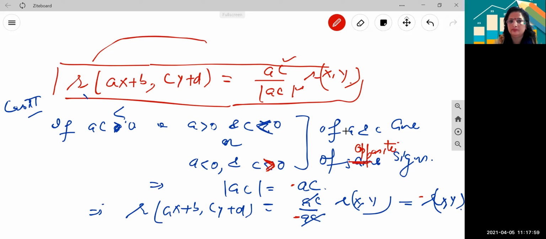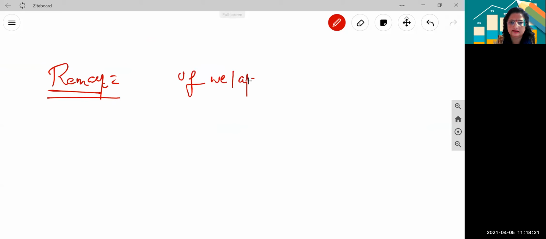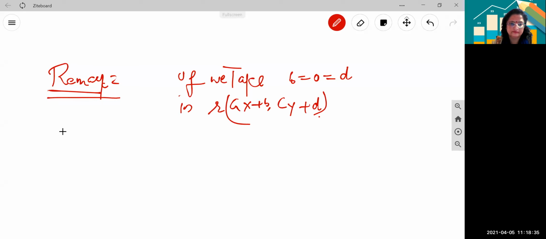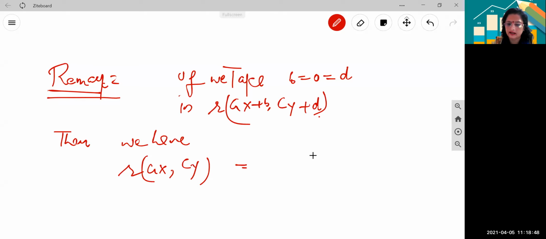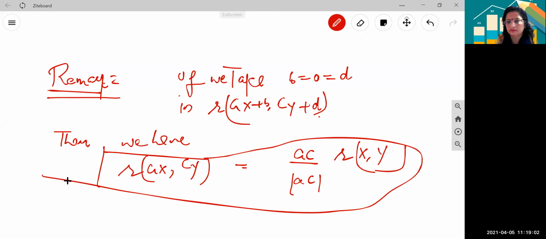Next, there is a remark: if I put B and D equal to 0. You will call the notations written so far remark number 1, which has case number 1 and case number 2. Then remark number 2: if we take B equal to 0 equal to D in R of AX+B, CY+D, then this will be R of AX, CY. There is no difference in the answer, because B and D were already not in the final answer. Then it will remain the same, AC upon mod of AC Rxy. So this is remark number 2, and this completes property number 3.